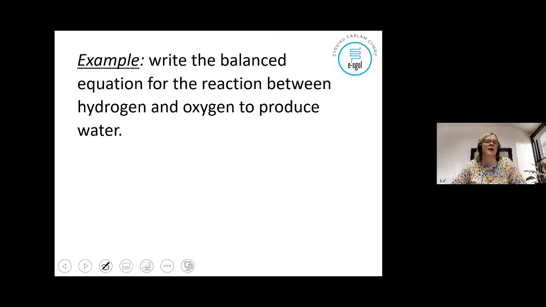So if you're writing the balanced equation for, let's say, hydrogen and oxygen, we know previously that water, I'm hoping all of you know that water is H2O.